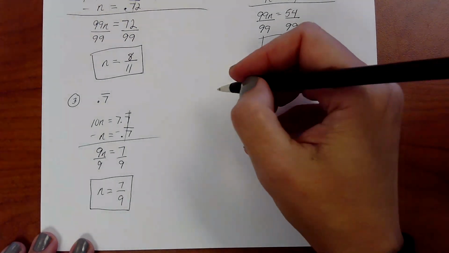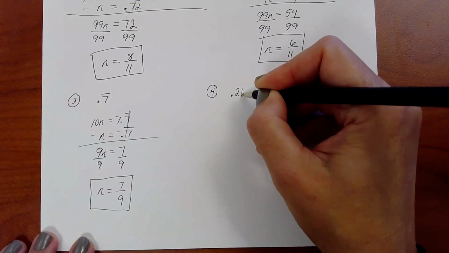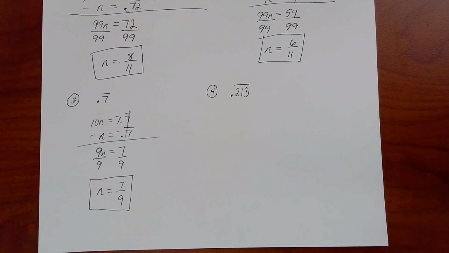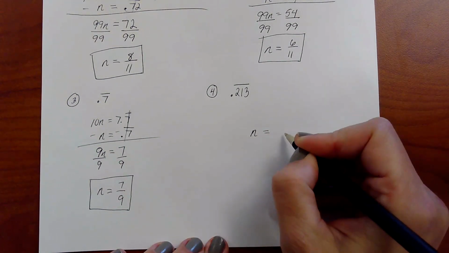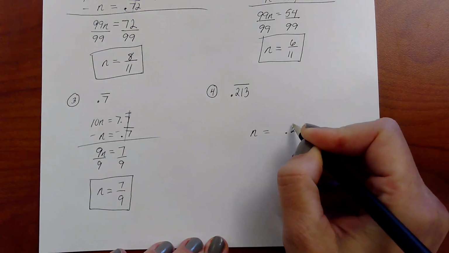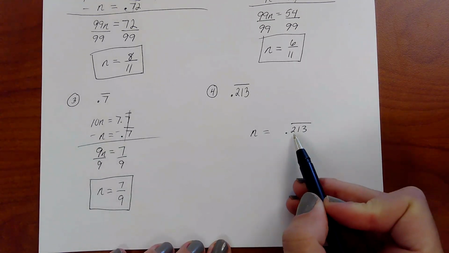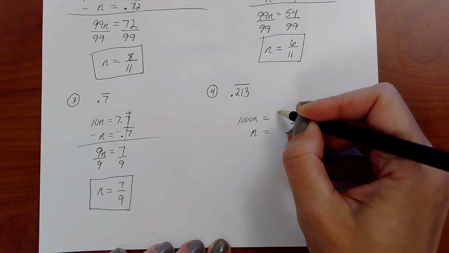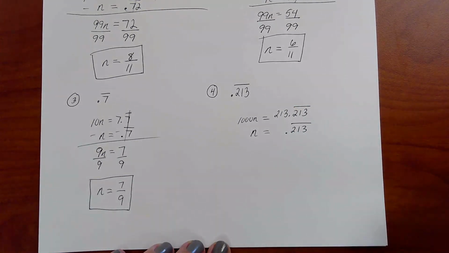All right, doing good. One more, just for fun. How about 0.213, and that repeats? Let's give that a try. So I've got n is the repeating part. I'm going to want to move this over 3 times, so that's 1000n equals the 213 and repeating.